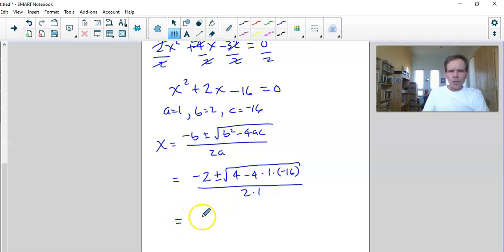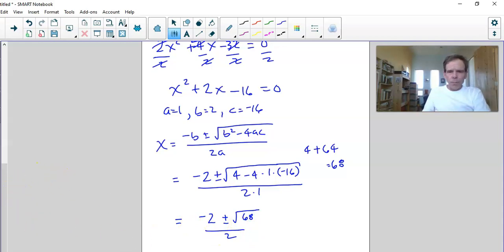Now let's start to see what we've got here. Negative 2 plus or minus. Now what's under this radical here? I see a 4 minus, and we're going to get a negative here because there's a negative 16, so it's really plus. 4 times 16, well, 2 times 16 is 32, and double that, you get 64. So 4 plus 64 is 68. So we're going to get plus or minus the square root of 68 over 2.